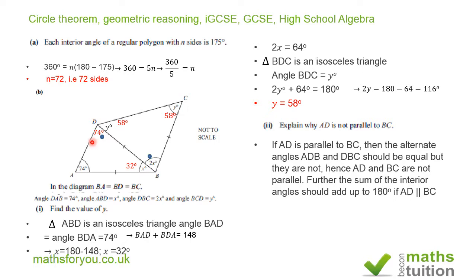Or we could say the sum of the interior angles, this one here, this big one, and this one is not equal to 180 because that gives us a value of 190 degrees. Now, if AD is parallel to BC, then the sum of the interior angles has got to be 180, but we've got 190 here. So AD is not parallel to BC. Now, I hope all that made some sense.